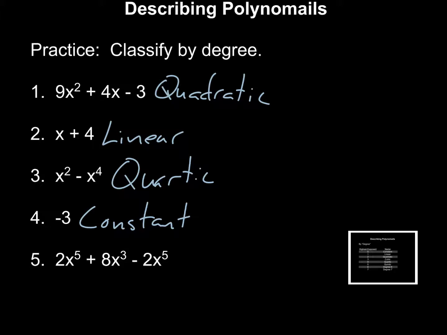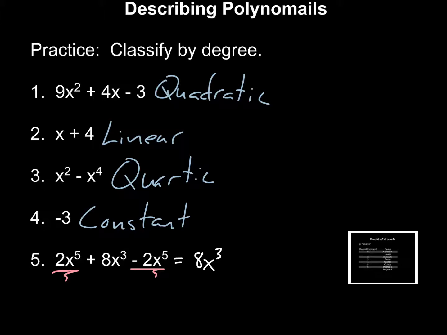All right, and finally, number 5. What's the degree of number 5? Kind of a trick question here, by the way. The degree of number 5 is not 5. Which I know some of you are going, wait, what? No, clearly, the biggest exponent there is 5. Yes, but notice this can be simplified. Because I have an x to the 5th term here, and I have an x to the 5th term here. And if I combine those, 2x to the 5th minus 2x to the 5th is 0. That goes away. So really, this problem equals 8x cubed.